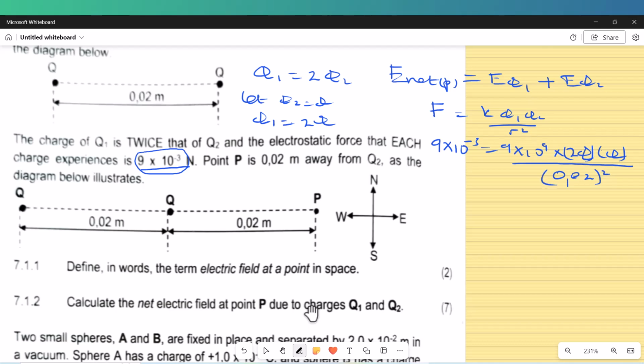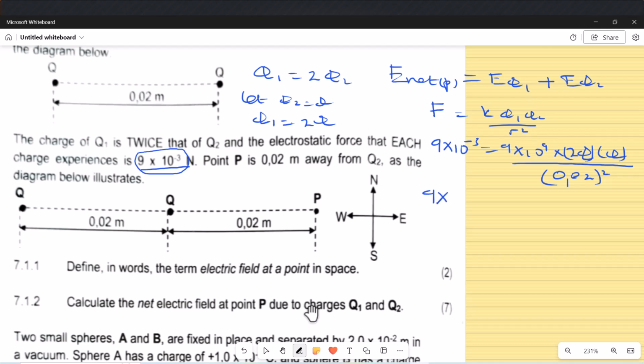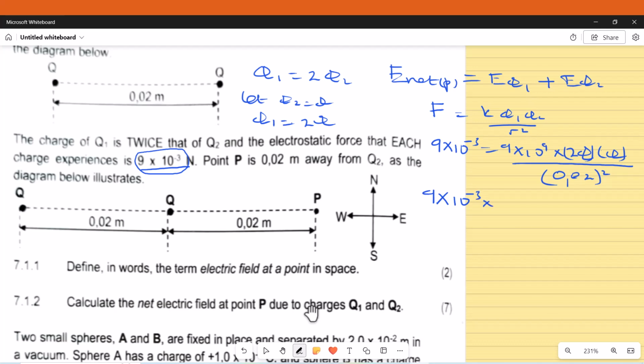So from here, as you can see, I multiply this force times the denominator, divided by the one on top. In other words, my force, that is 9 times 10 to the power negative 3, times the denominator, that is 0.02 squared, then divided by the numerator, this side of Q, starting with a 2, that is 2 times 9, then times 10 to the power 9. So what is Q times Q? I get Q squared.